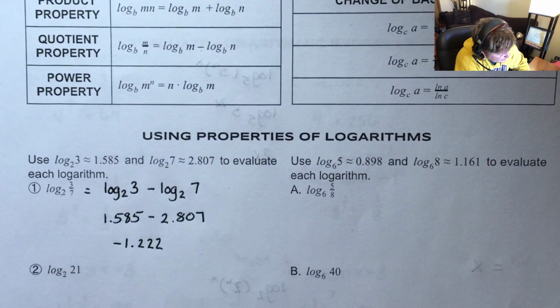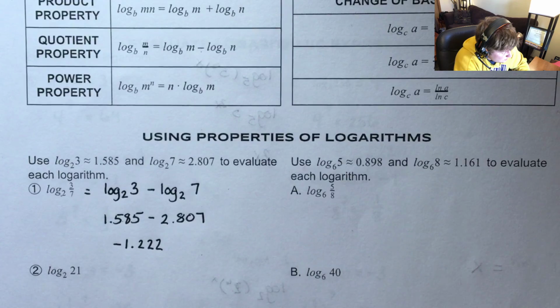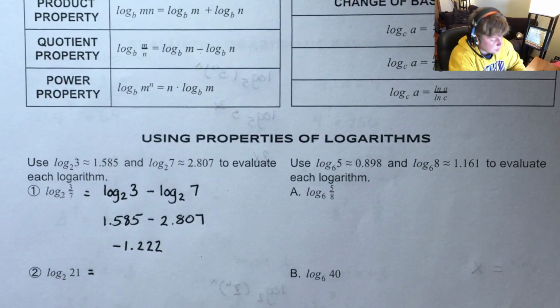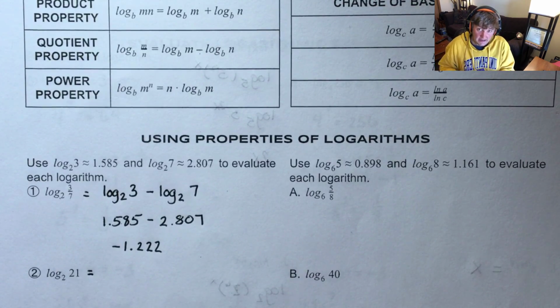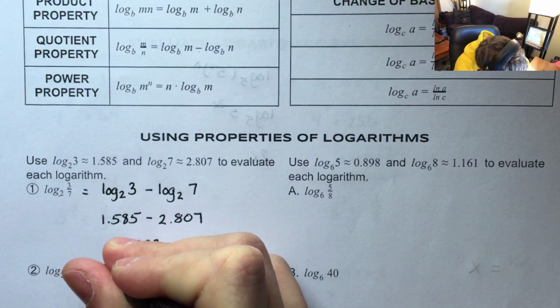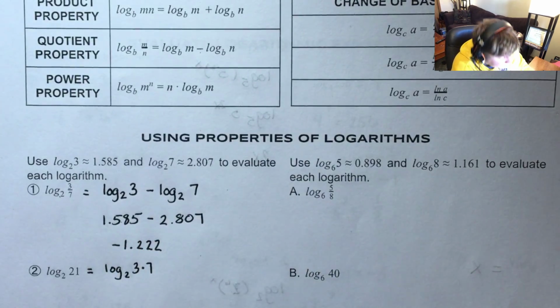Okay, so let's look at this next one. This next one is log base 2 of 21, and I need to figure out what that's equal to. Well, I know 21 is the same as 3 times 7. So I can actually rewrite this as log base 2 of 3 times 7.